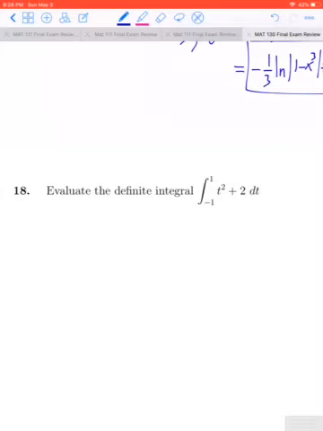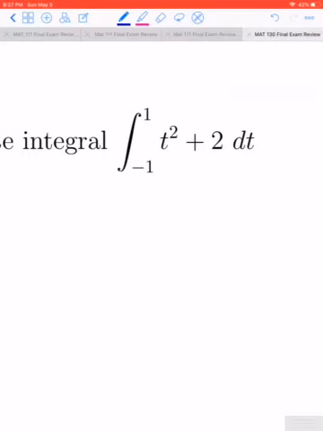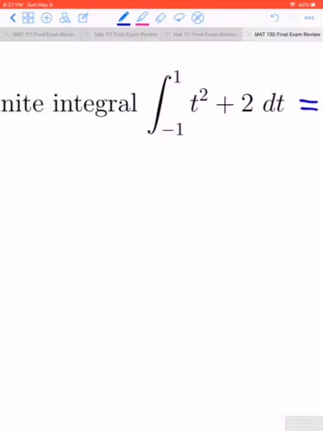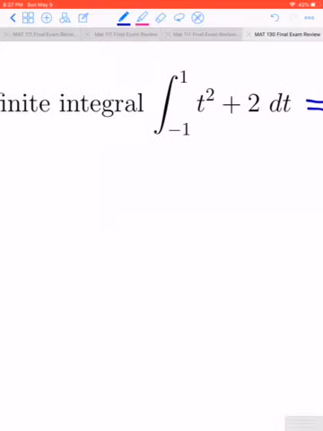In question number 8, we now want to evaluate the definite integral, the integral from -1 to 1 of t squared plus 2 dt. In order to do this, we're going to use the fundamental theorem of calculus, which says you first need to find an antiderivative of t squared plus 2t. To do this, we can do the power rule.